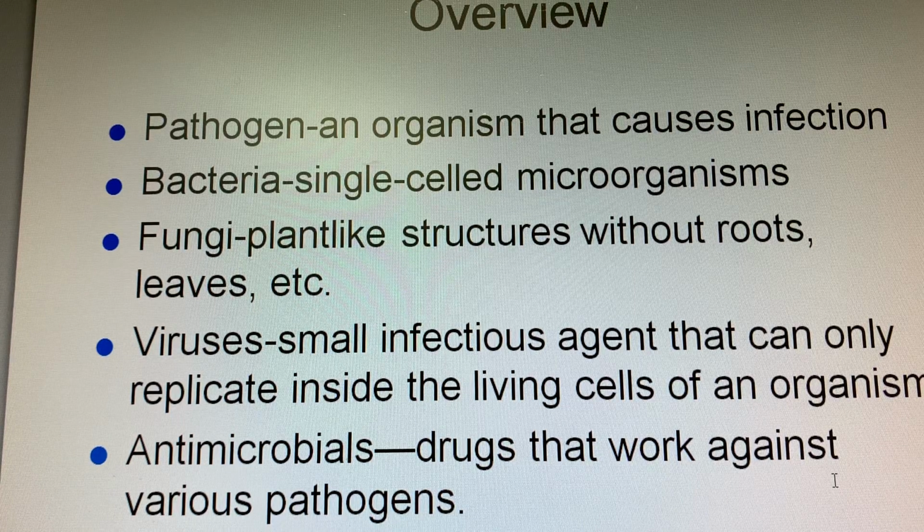And then viruses. And of course, there's a lot of talk about viruses right now because we're in the middle of a viral pandemic. Viruses differ from bacteria in that they can't really do anything by themselves. They're not living. They can only work and replicate inside the living cells of an organism.